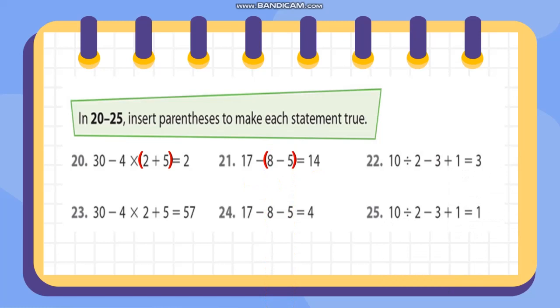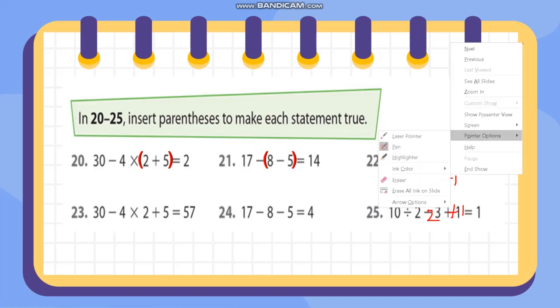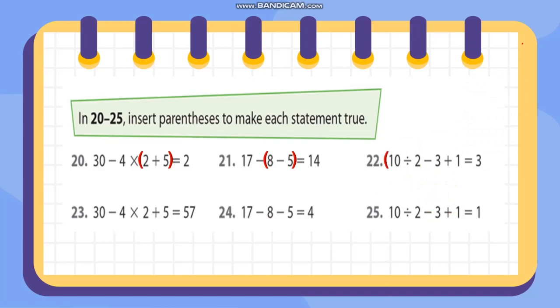Next, number 22. 10 divided by 2 minus 3 plus 1 is equivalent to 3. So if I put the parentheses here, that is 10 divided by 2, which is equivalent to 5. And 5 minus 3 plus 1 is equivalent to how many? So 5 minus 3 is 2, and 2 plus 1 is equivalent to 3. So it means the answer is this.